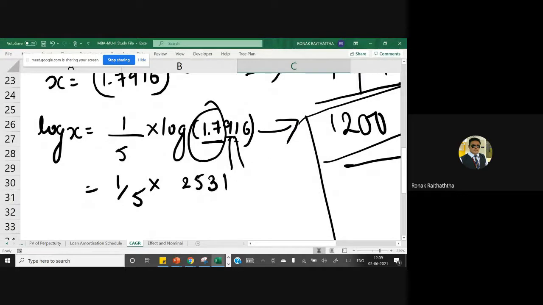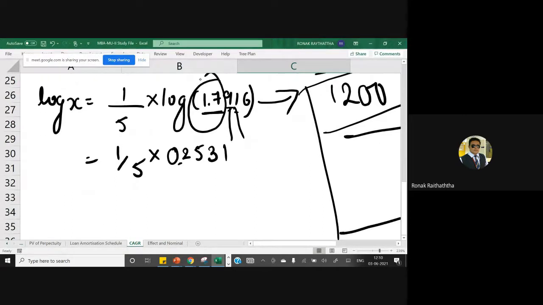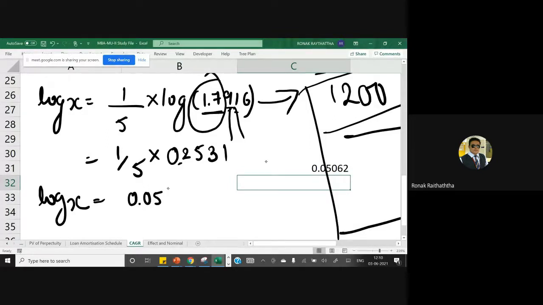2531. Sir, before the point there is one digit, so our answer should start with 0, since it is 1 minus 1 while taking the log. So 0.2531 to be divided by 5. Log x equals 0.2531 divided by 5. Let's see, what do we get there? We get 0.05062.